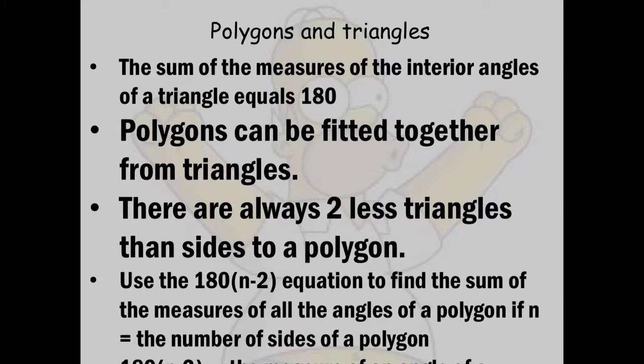Okay, the next thing that we need to look at is polygons. Polygons are just shapes, closed figures. When we look at polygons, realize that they can be fitted together to form triangles. And there are always two less triangles than sides to a polygon.